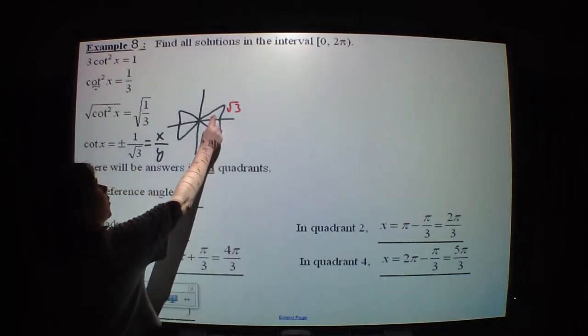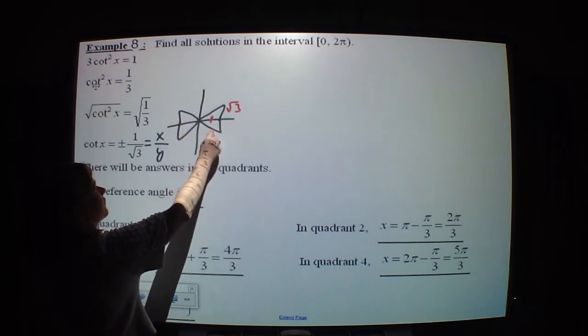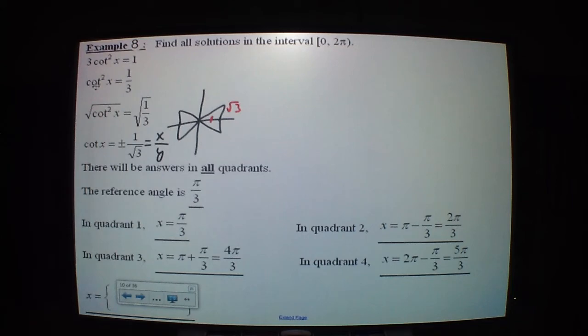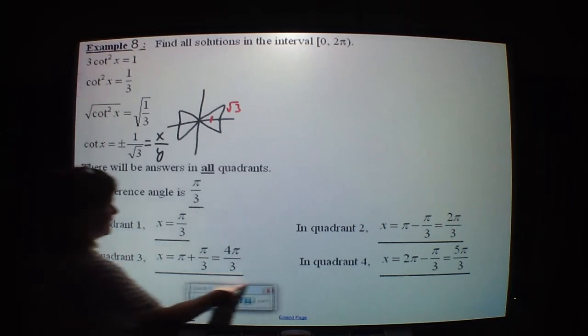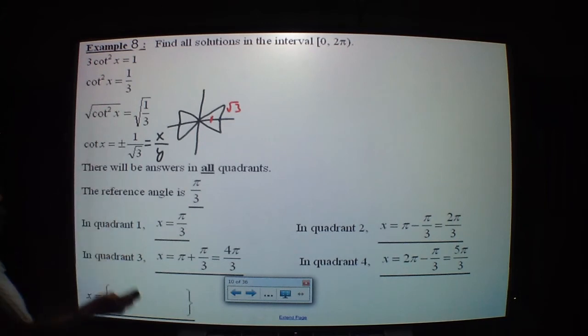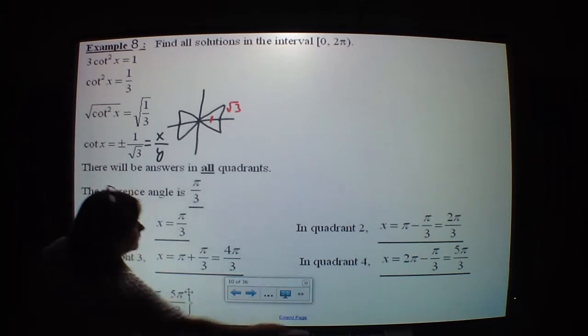1/3, 2/3, 3/3, which we don't have, 4/3, 5/3, 6/3. So we just count around. So pi over 3, 2 pi over 3, 4 pi over 3, 5 pi over 3. And there they're written as one set.